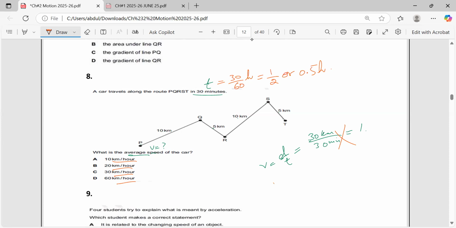So speed will be equal to 30 kilometers. From where 30? 10 plus 5 plus 10 plus 5. That is the total distance, which is 30 kilometers. Over time, how much is the time? 0.5 hours. As you simplify, it will be 60 kilometers per hour. What can be the correct answer? It means it is D. If any one of you has any question, please feel free and ask me.